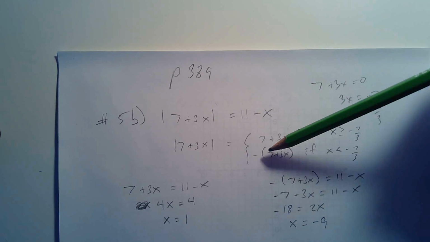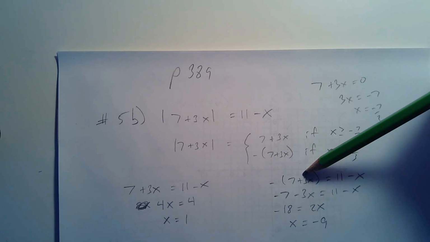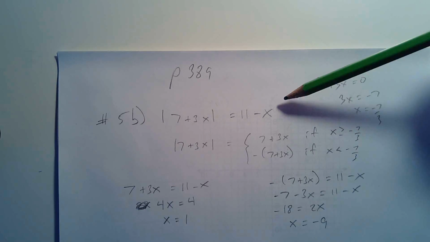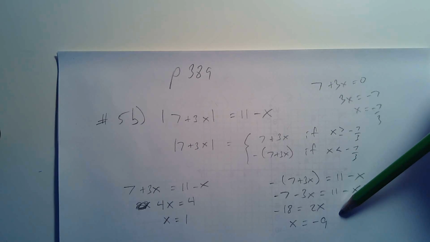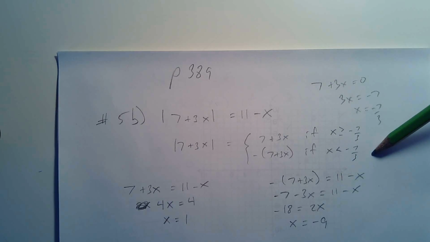Okay, and then we do the negative. Okay, so here's the negative. Again, 11 minus x, that's the non-absolute value part. You solve for that, you get negative 9. Is that less than negative 7 over 3? It is, so that's your solution.